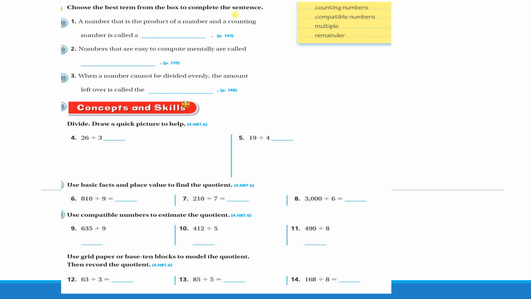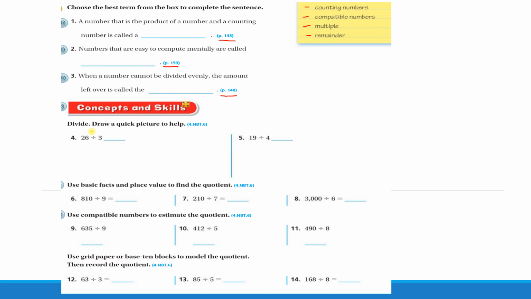Choose the best term from the box to complete the sentence. So you're going to be using these terms: counting numbers, compatible numbers, multiple, and remainder to fill in these questions. Notice there's only 3, so one of these may not be used. And also notice it tells you what page to go to look up the definition of these different words. So use your resources. You have the page number and everything. You don't need me to go over each and every one of these.